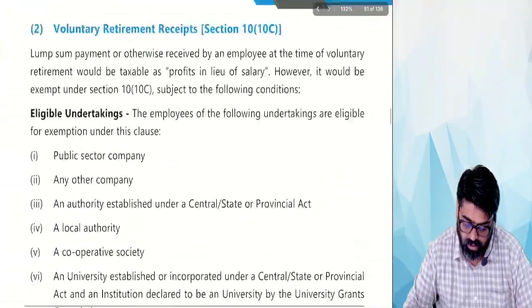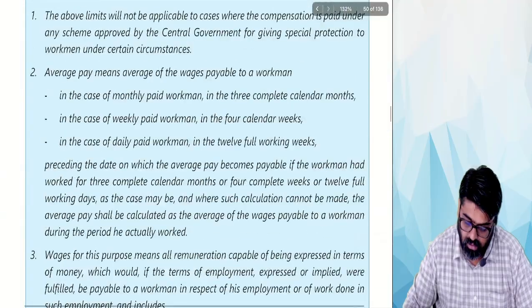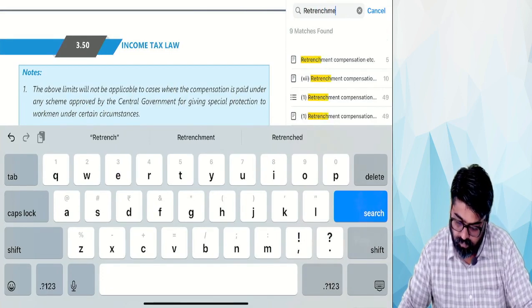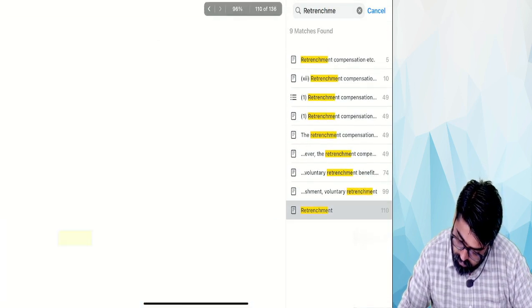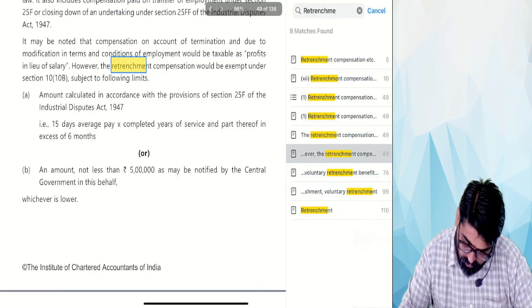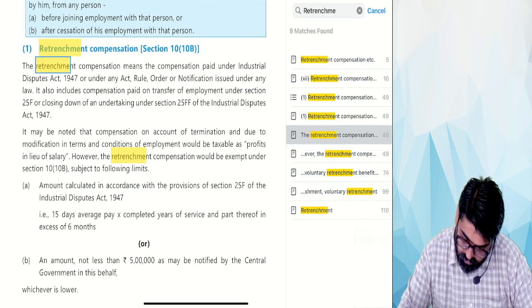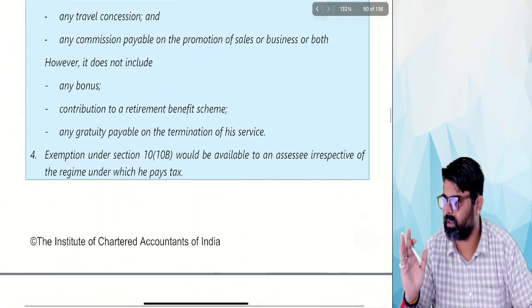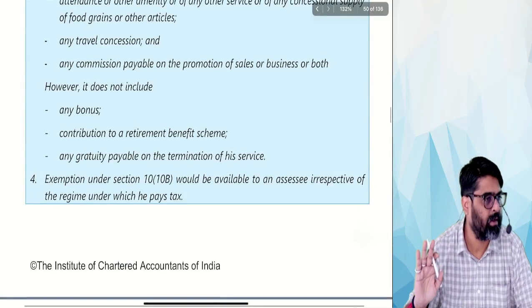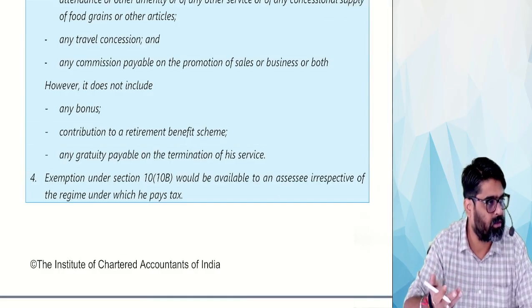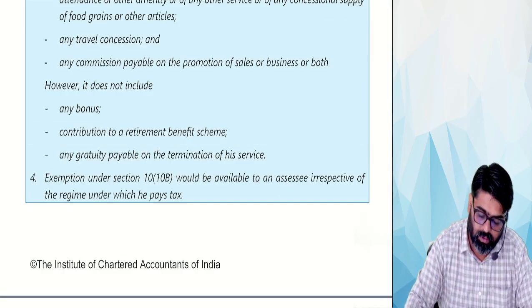Question number? Yeah. No, there is no question on retrenchment compensation for the ICAI study material. Don't worry. We'll do the next concept, and on the next concept, VRS compensation, there is a question.